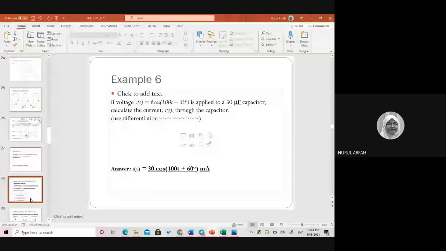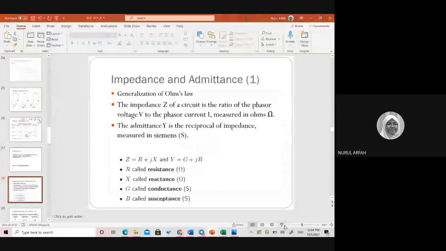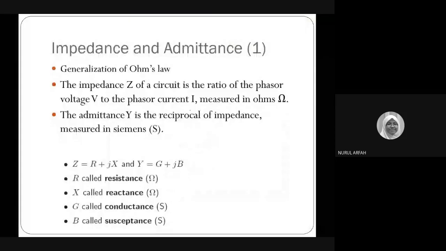Okay, this part, impedance and admittance. They come basically from Ohm's law. Ohm's law is V equal to IR, right? So you have this impedance. Impedance is usually written as Z. I think you already came across it in physics class. It is the ratio of the phasor voltage V to the current, so V equals I times the impedance. The unit of impedance is ohms.